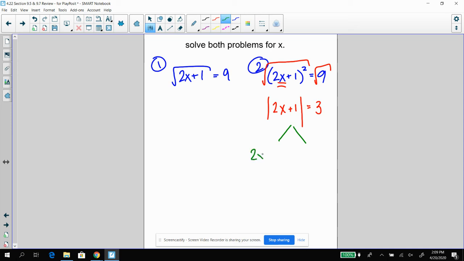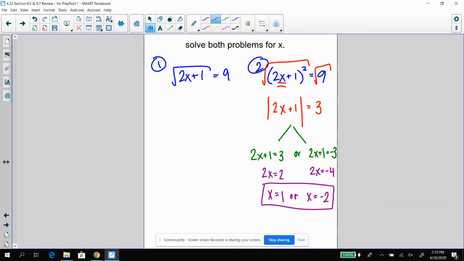So I get 2x plus 1 equals 3, or 2x plus 1 equals negative 3. I get my two little equations here. I subtract 1 from both sides. I wind up getting that 2x equals 2, so x equals 1. Or I wind up getting that 2x equals negative 4, so x equals negative 2. So either x equals 1 or x equals negative 2.